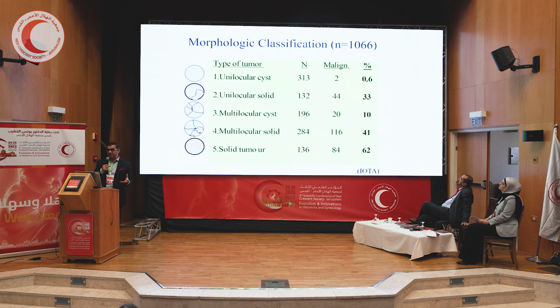The basic principle of the IOTA classification is that the risk of cancer with a unilocular cyst is less than 1%, compared to a unilocular solid, around 33%, then a multilocular cystic, a multilocular solid, and a solid ovarian tumor.